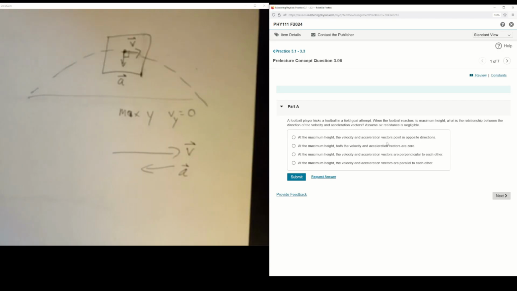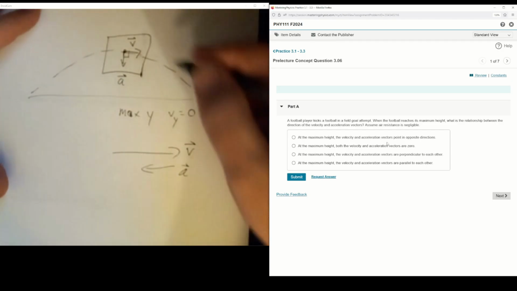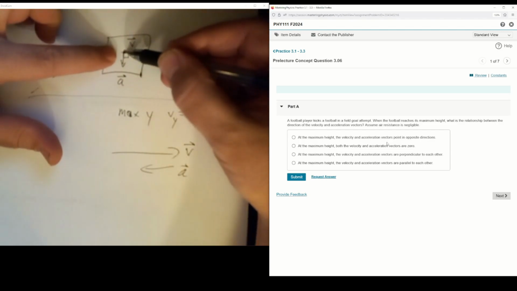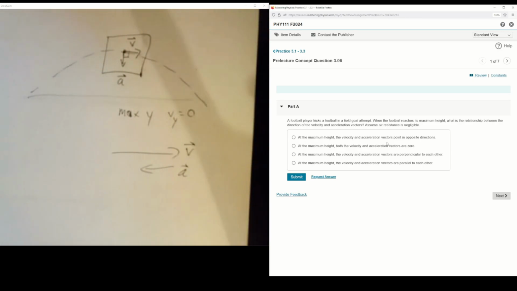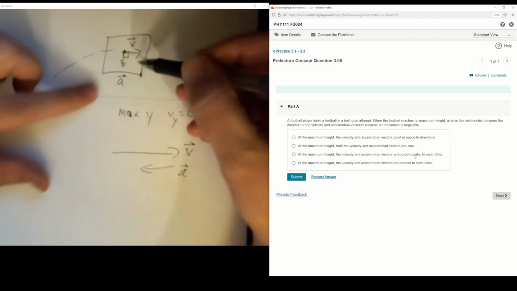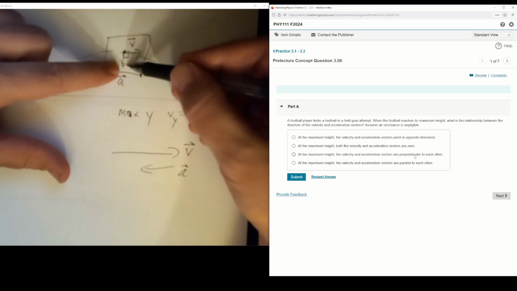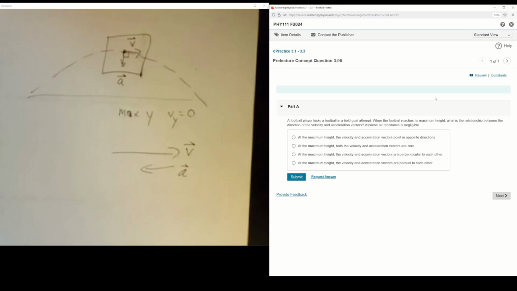Well, it's funny to me, because if the acceleration and velocity were 0 at max height, then the object would just stay there floating, because if there's no velocity, it's not moving, and if there's no acceleration, then there's nothing to push it to move. It would literally just float there, so that's certainly not what happens. At the maximum height, velocity and acceleration are perpendicular. That's what this picture is. So C is our correct answer.